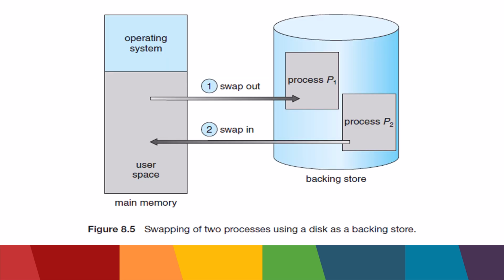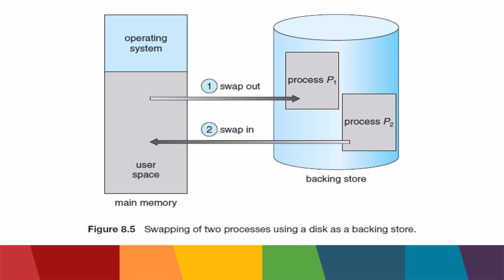Let's take a look at this diagram. Swapping of two processes using a disk as a backing store. This image clearly shows how an operating system manages memory using a technique called swapping. On the left side, we have the main memory, also known as RAM. It is divided into two parts: the operating system area at the top, which always resides in the memory, and the user space below it, where the user processes are loaded and executed.